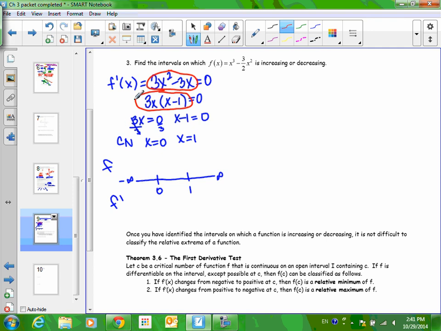When you plug in a -1, I'm going to draw a little arrow, because I want y'all to know you're plugging it into the derivative. We're not finding y values. We're finding out if f prime is positive or negative. So if you plug in a -1, do you get a negative or positive result?